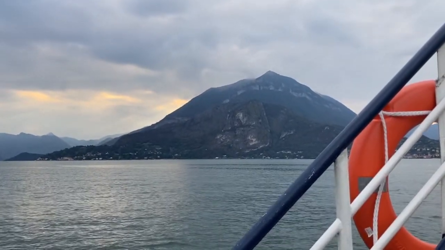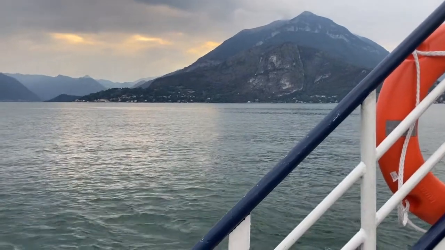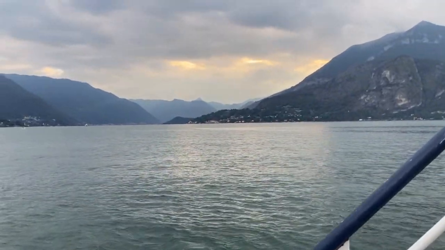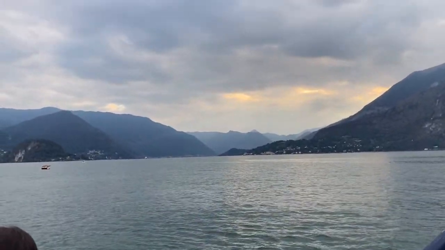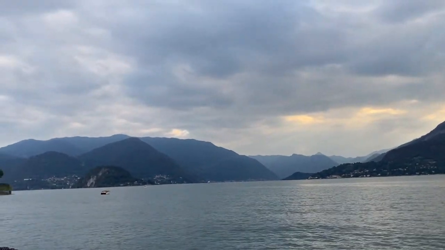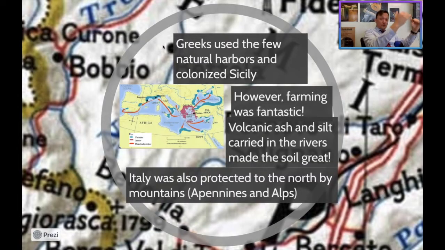Yes, as you can see, those beautiful Alps that are actually north of Lake Como where I was. The Alps are a massive set of mountains that protected Italy from the north and prevented other people from invading Italy directly from the north, right? So the Alps and the Apennines are going to keep little baby Rome safe.